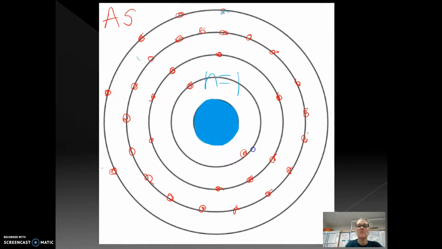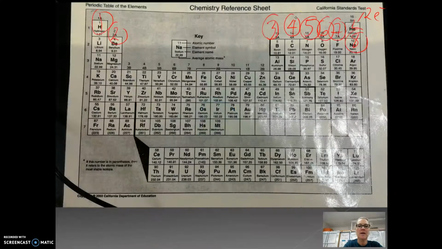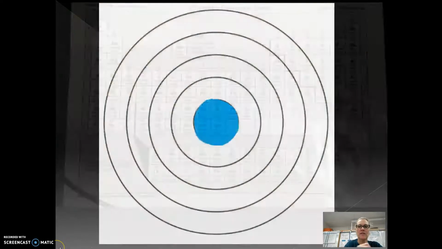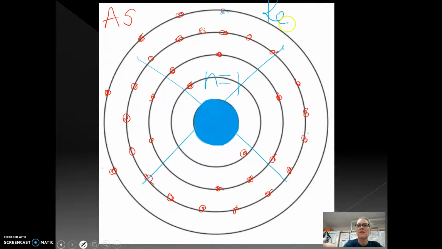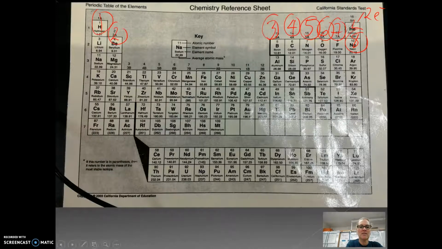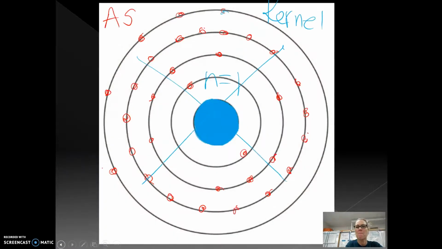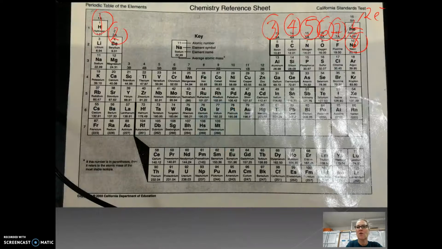So for the valence, we can just get rid of or not even think about all the electrons on the inner rings. Those electrons are called the kernel of the atom. The kernel of the atom has lots of electrons, but we only want to know about the valence electrons. The valence electrons are the ones on the outside. So for arsenic, it would be 1, 2, 3, 4, 5. There are 5 valence electrons for arsenic.